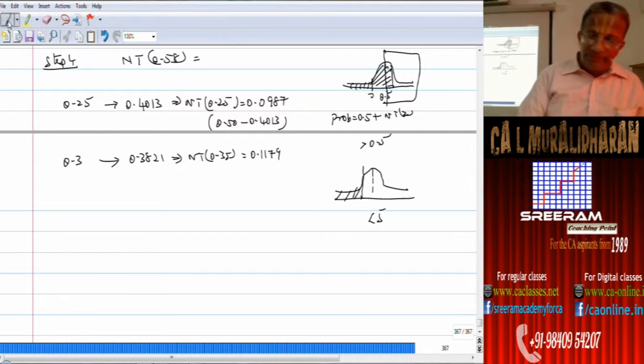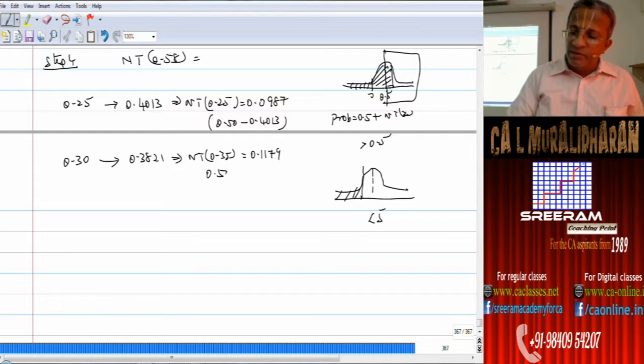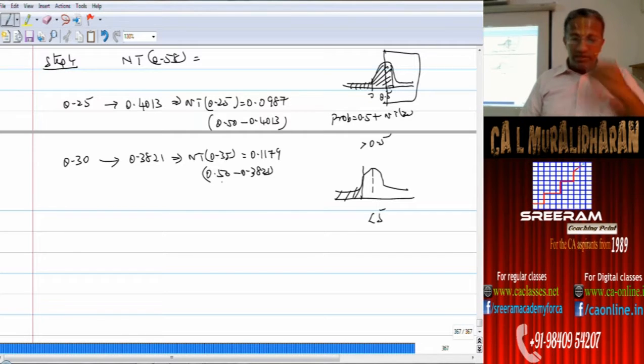How is this number you got it? So, 0.50 minus 0.3821. This is the way you are arriving at it. Are you understanding, all of you?